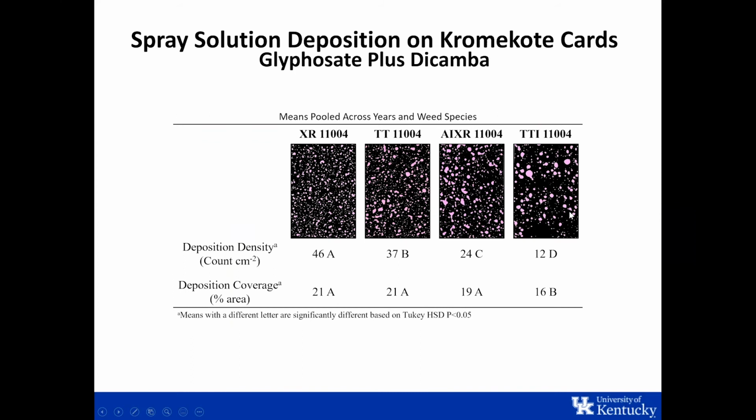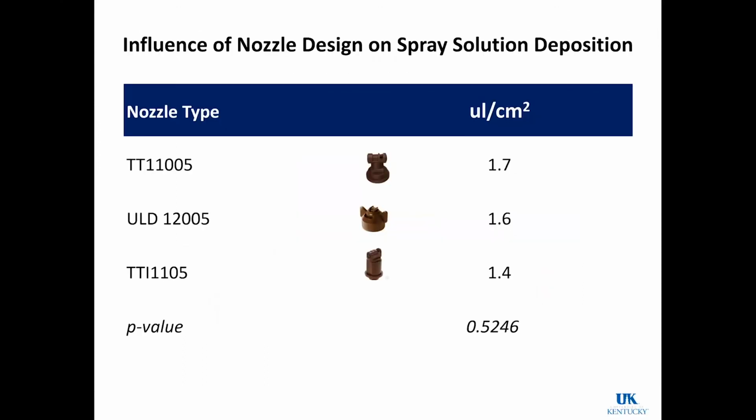So we know this. We've known this for a while. If you're looking for coverage, reducing your droplet size can help you with coverage, and big droplet, those ultra coarse droplet producing nozzles are going to sacrifice coverage. But that doesn't mean that droplet size is going to influence your deposition, and that's what we've learned.